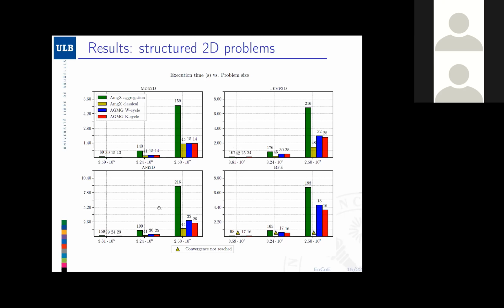We can see that in most cases, the fastest method is the AMGX classical method. However, in the last one, the bilinear finite element method problem, we can see that the method does not converge, because it is known that these kinds of problems do not converge very well with classical AMG methods. And for most cases, we can see that both of our implementations do pretty well compared to the AMGX aggregation-based method.